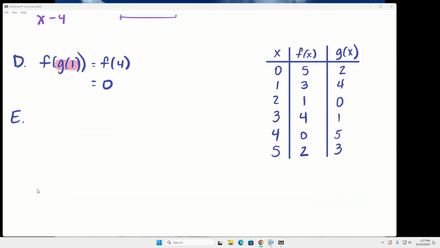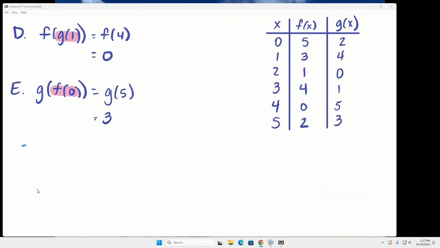Alright, for E, we're going to do g of f of 0. So starting on the inside, f of 0 is 5. And then g of 5 is 3. Okay, so I'm going to give you 2 to do. For number 5, I want you to find f of g of 4. And then for number 6, g of f of 3.